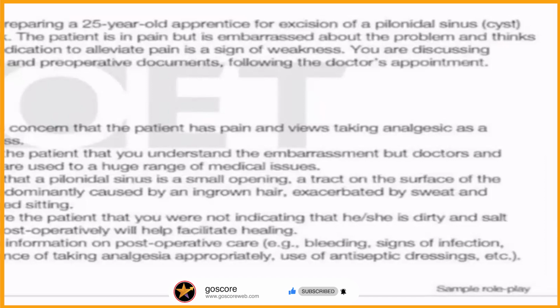Let me remind you that it's important to take a salt bath post-operatively. It will help to facilitate your healing. Now, is there anything I need to do after the surgery? Along with the salt bath, please watch for signs of complication like bleeding, infection, and also maybe fever.